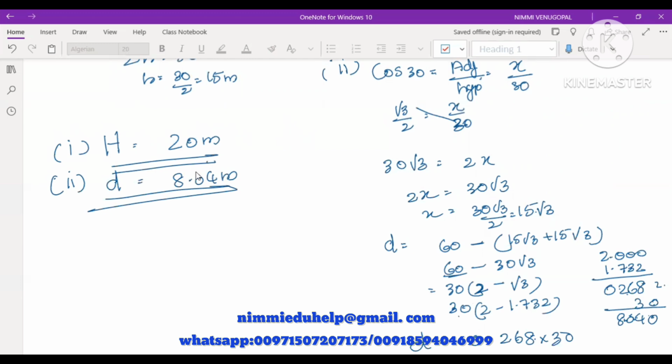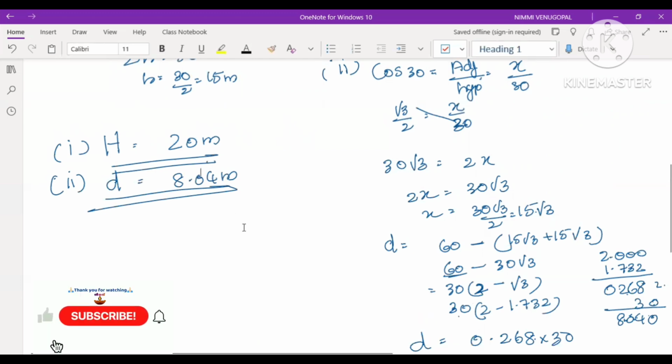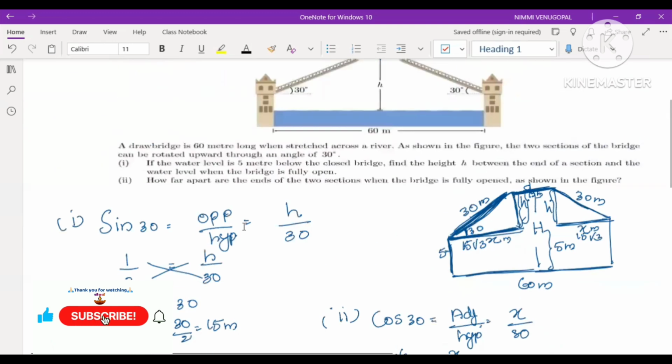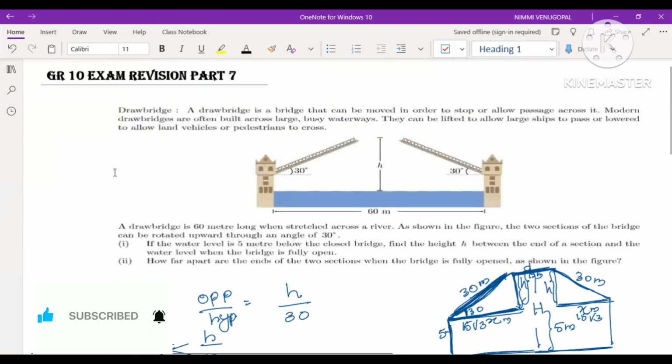Hope all of you understood this type of question. This is a very important question. We have to practice questions like this for the exam.